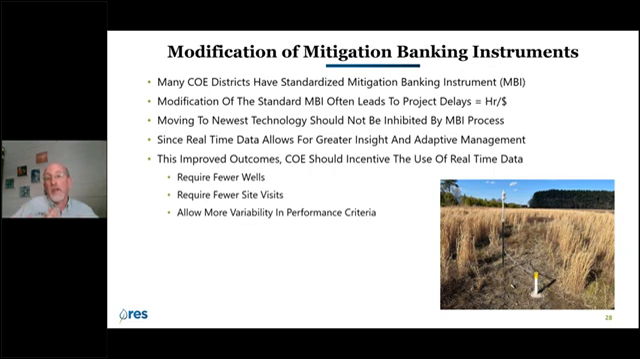I actually believe maybe the Corps should incentivize the use of real-time data, by either requiring fewer wells or fewer visits, or even allowing some flexibility in performance criteria in exchange for that ability to have eyes on your site at all times.